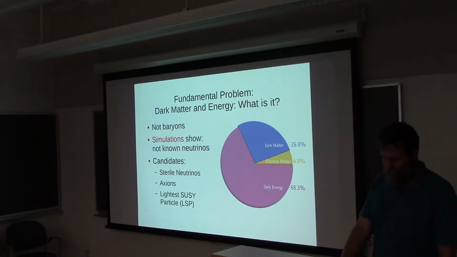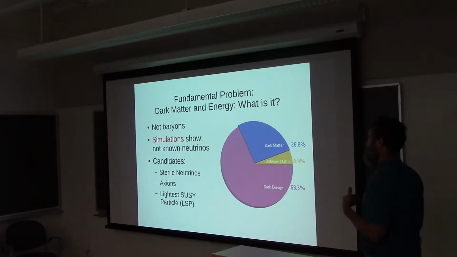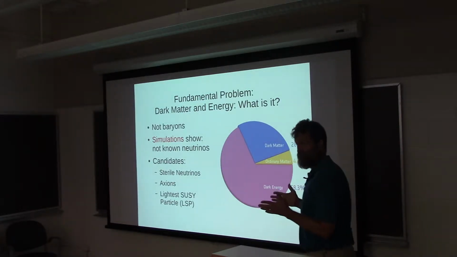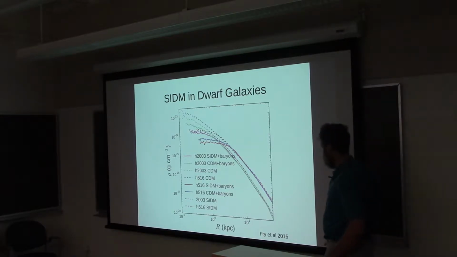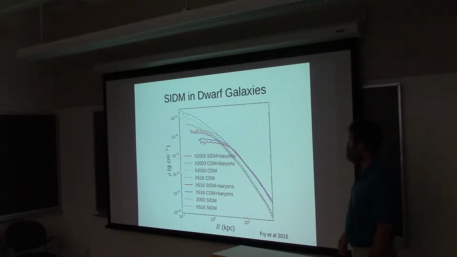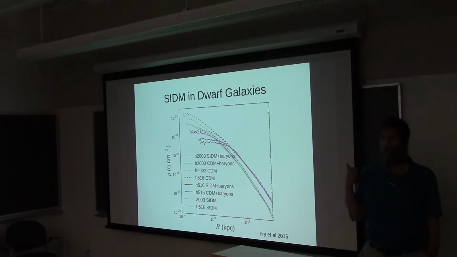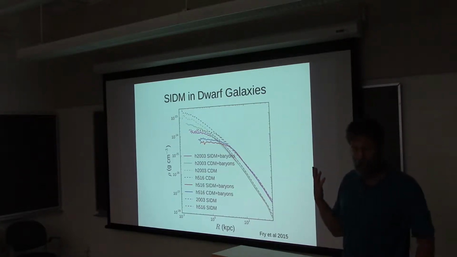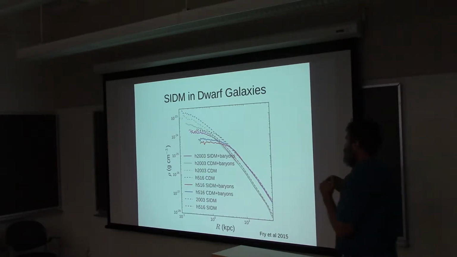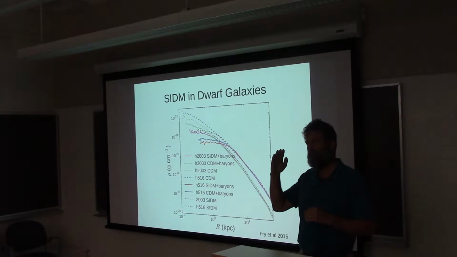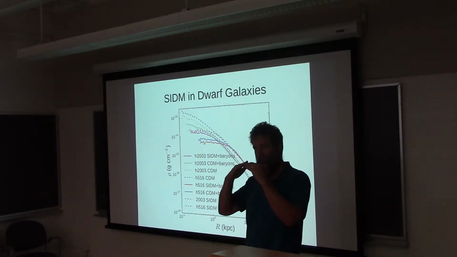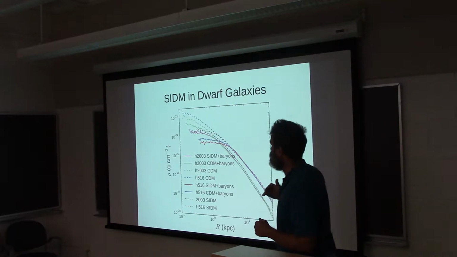Okay, so first let me talk about this effect in terms of the dwarf galaxies. This is actually work from a little while ago by Alex Fry and our group, looking at the effect of self-interacting dark matter in particular dwarf galaxies. The idea is if you have self-interacting dark matter, we'd be able to take, say, the NFW profile, and the interactions would flatten that inner core.